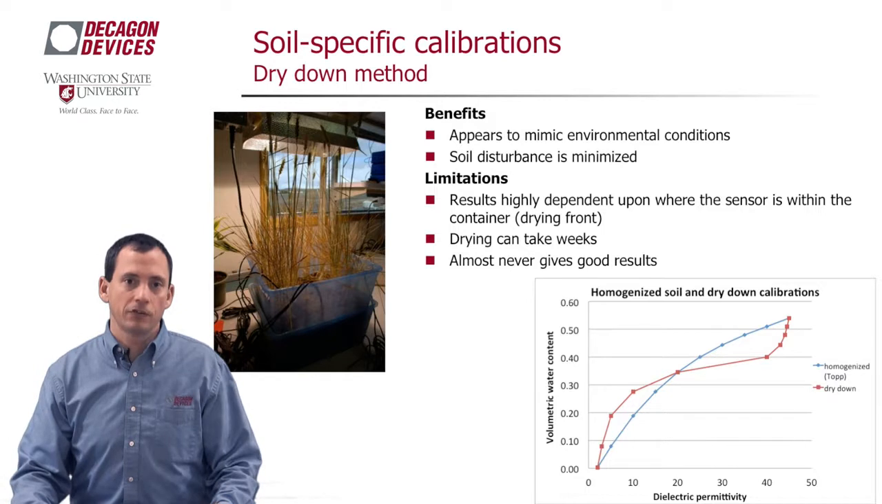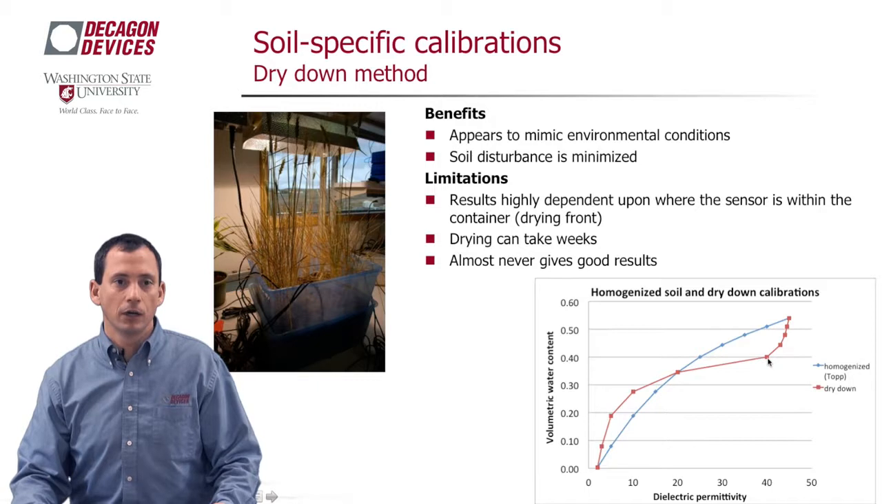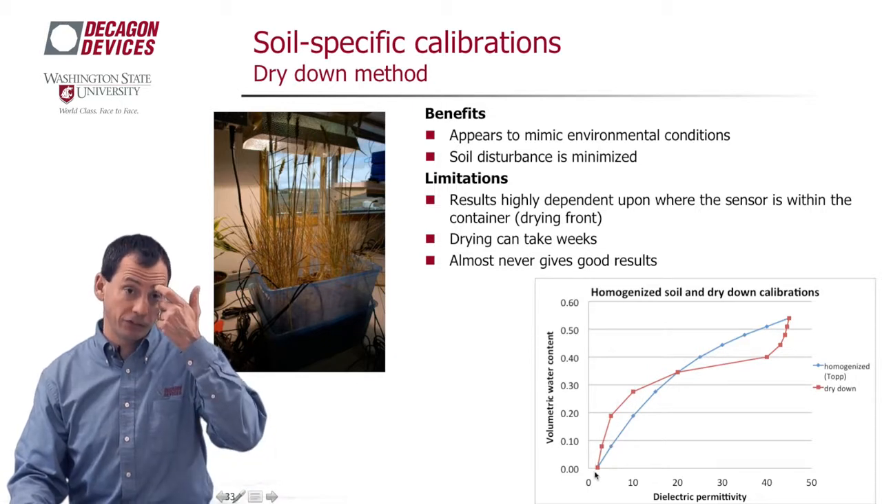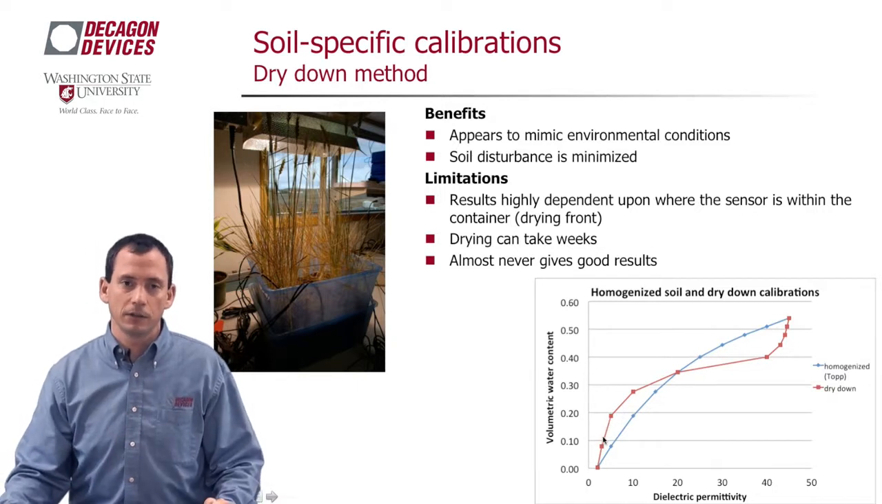And so you end up with this S-curve where it starts off with the sensor not picking up any of that water loss, but once that drying front reaches the space where the sensor is measuring, then you get this relationship where you lose a lot of dielectric permittivity for a little bit of water content loss, and then once that drying front moves past the sensor, then you end up with again this steep change in water content over a little bit of change in dielectric permittivity.